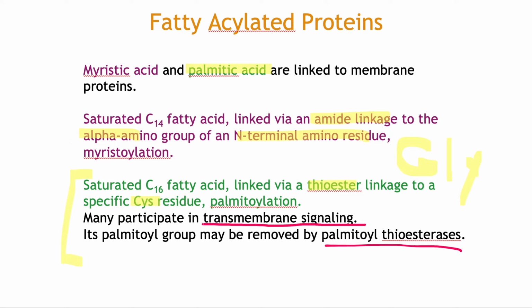Palmitoylated proteins participate in signaling, right? And because palmitoyl thioesterase can cleave that bond between the fatty acid and the protein, it can really regulate the association of the protein with the membrane if it cleaves that bond. And it's believed to help modulate the signaling process.